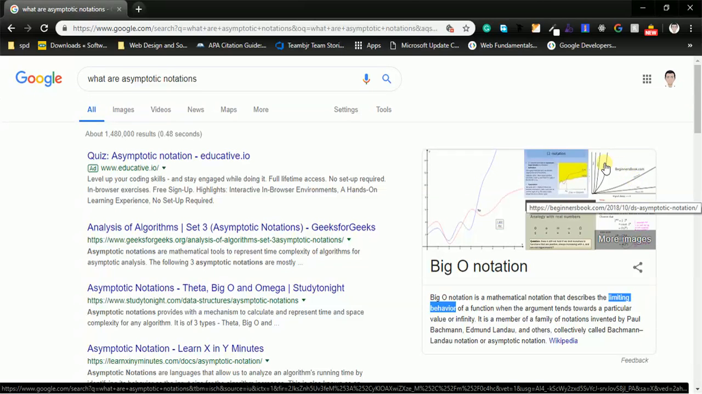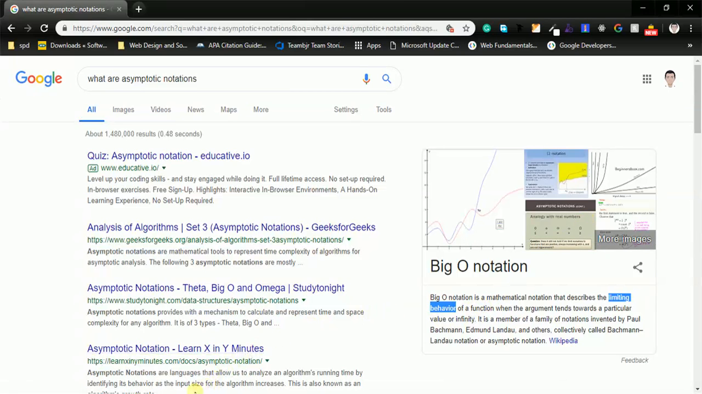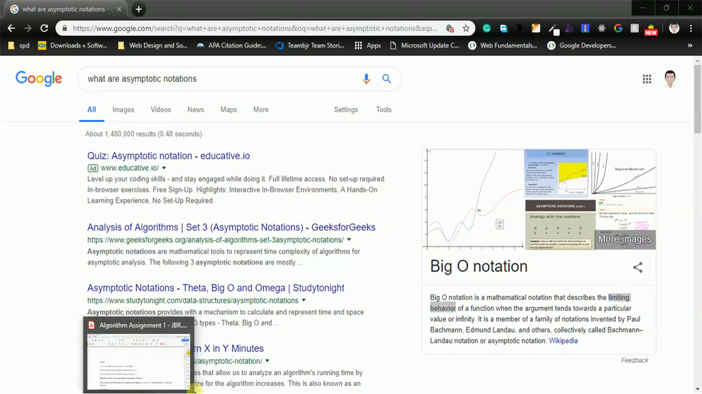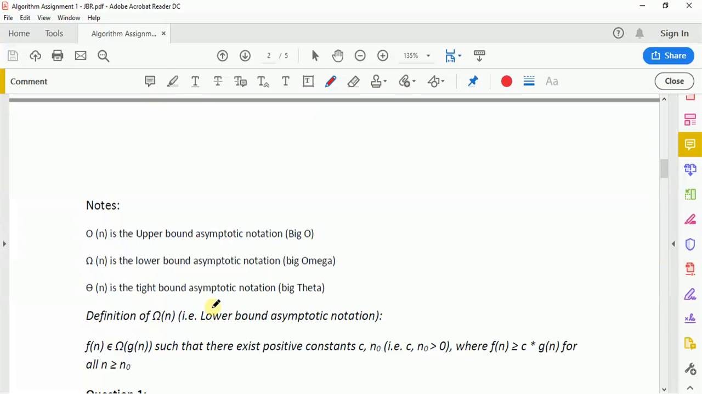If we have a tight bound where we can say the polynomial will never get to this point and will never get to this point, we'll have those two points. We say that is a tight bound. We say that is big theta. I hope that gives a little bit of an idea.